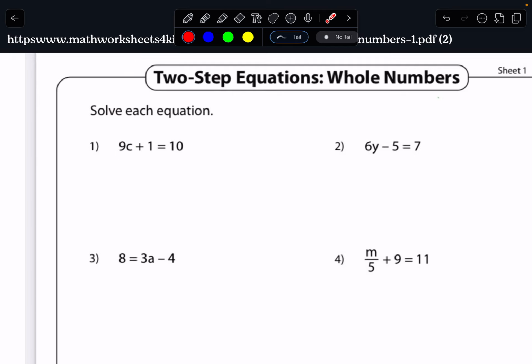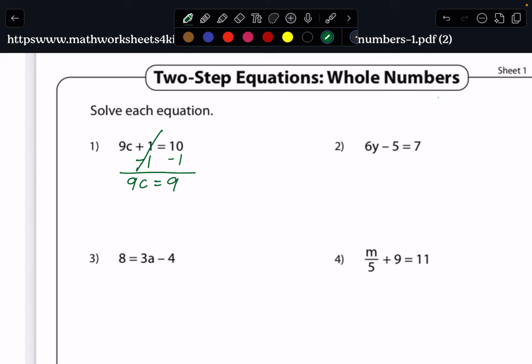So when I look at this question first, I want to get everything away from this 9c. The opposite of adding 1 is going to be subtracting 1. So I'm going to subtract 1 from both sides. 1 minus 1 gives me 0, so it cancels out. I'm left with 9c is equal to 9.